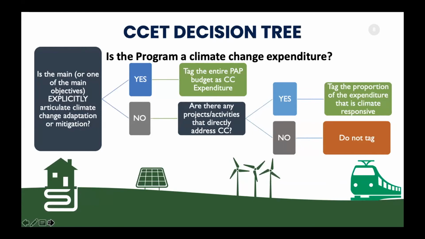If no, are there specific projects or activities within that PAP that would directly address climate change? If no, do not tag that particular PAP. If yes, you tag the proportion of the expenditure that is climate responsive. So that's basically the decision tree that the government agencies usually follow in assessing whether their PAP would address climate change or not.